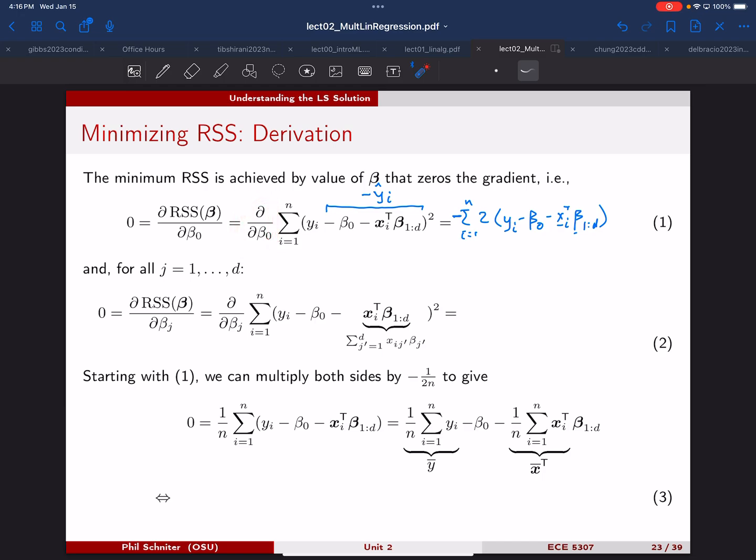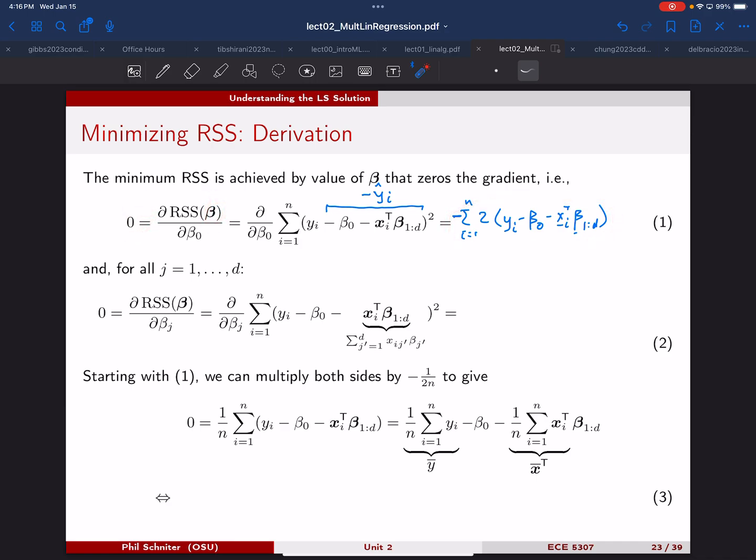And when we look at this interior, the only thing that depends on beta 0 is this term. And so that partial derivative is easy, that's just minus 1. And so here's that minus 1 term. Here's the 2 that came from this, and here's the interior. So this is basically one equation that our beta vector will need to solve.